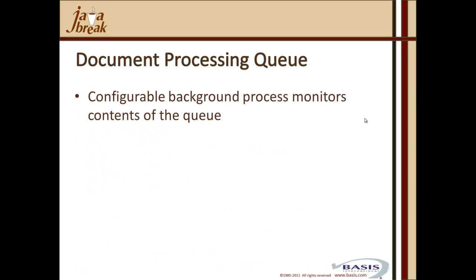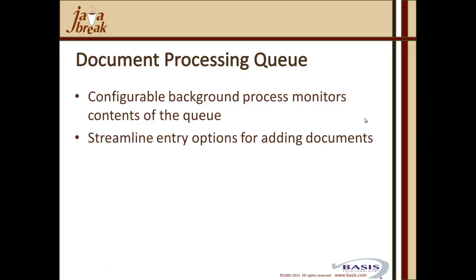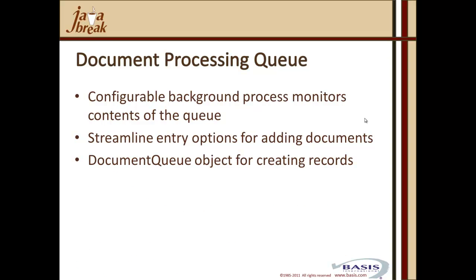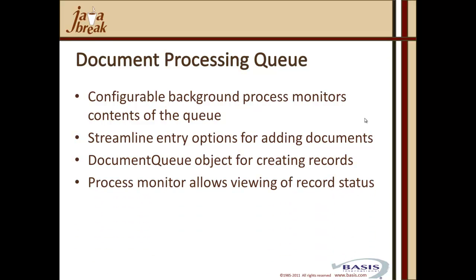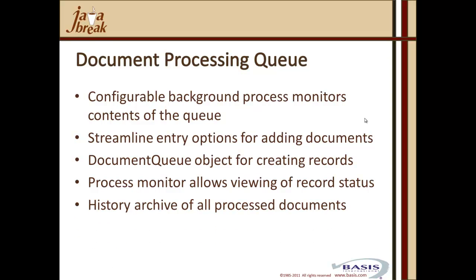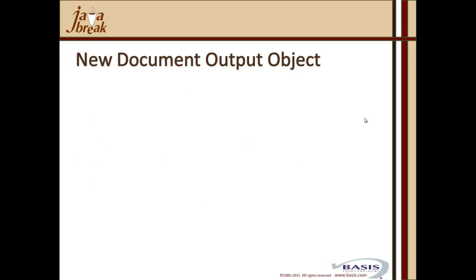The processing queue is configurable as a background process that monitors the contents of the queue, and you can streamline entry options for adding documents to the processing queue. There's a document queue object for creating records, and there's a process monitor that allows you to view the status, and you have access to a history archive of all processed documents.